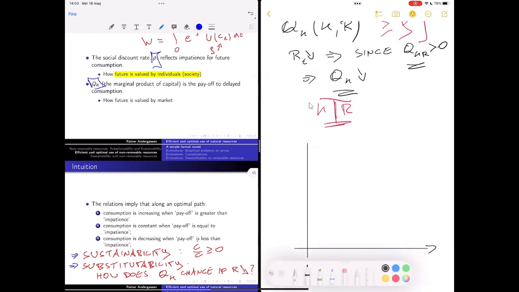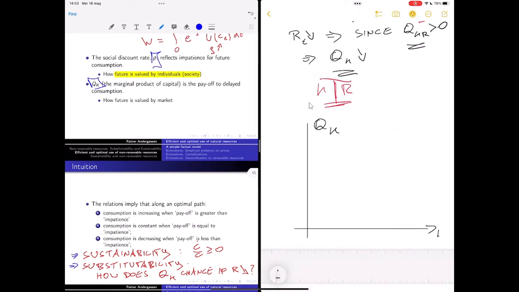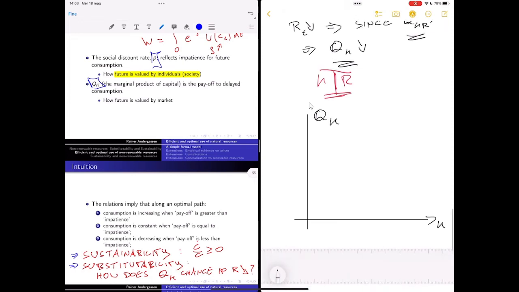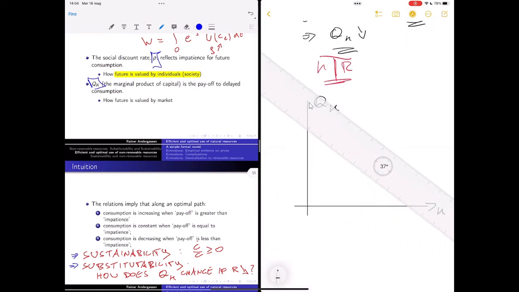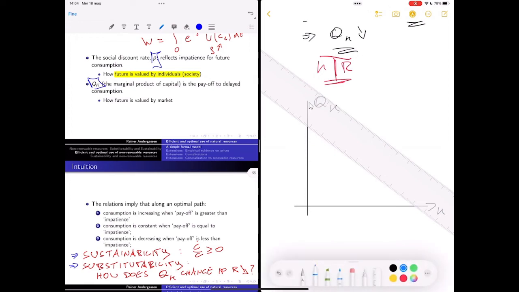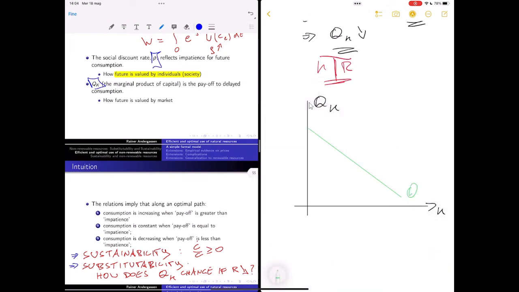Okay, so here I'm going to depict the marginal product of capital. Now, what we know is that, let me draw this as a function of K, the marginal product of capital is decreasing. For simplicity's sake, let me draw this as just a straight line. Okay, can you read? This is my marginal product of capital.